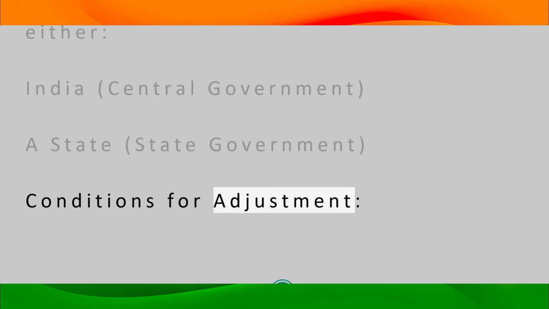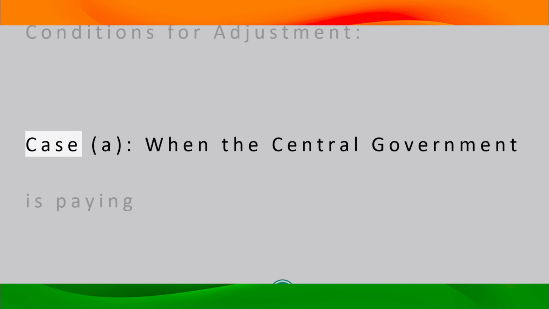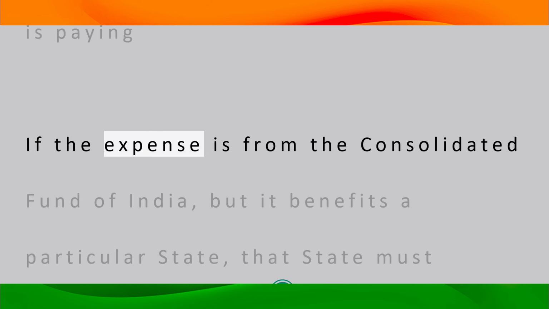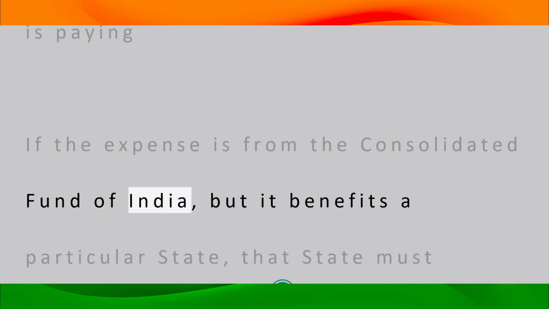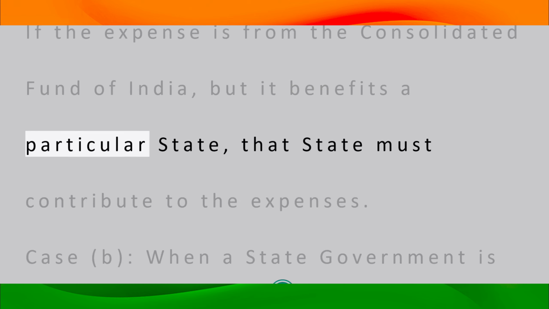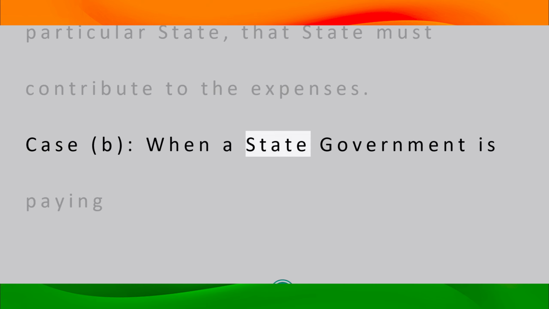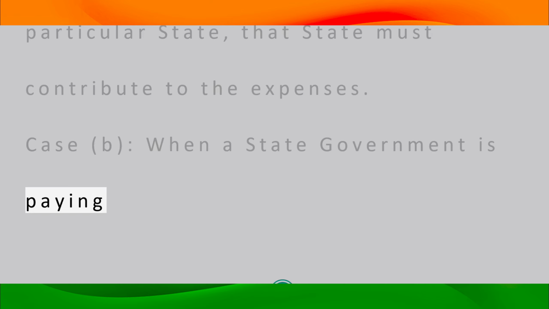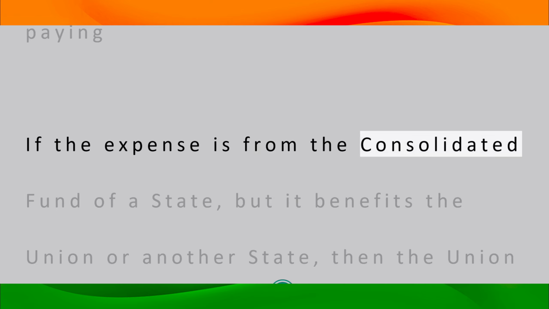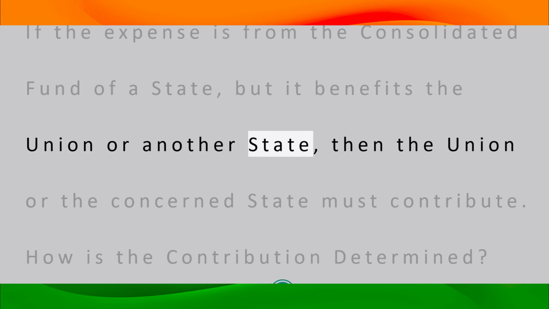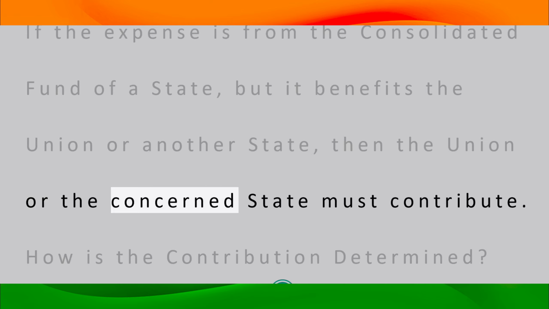Conditions for adjustment. Case A: when the central government is paying. If the expense is from the Consolidated Fund of India, but it benefits a particular state, that state must contribute to the expenses. Case B: when a state government is paying. If the expense is from the Consolidated Fund of a state, but it benefits the Union or another state, then the Union or the concerned state must contribute.